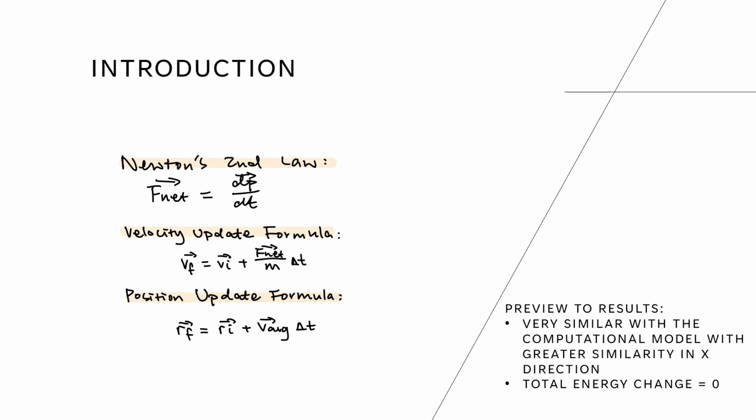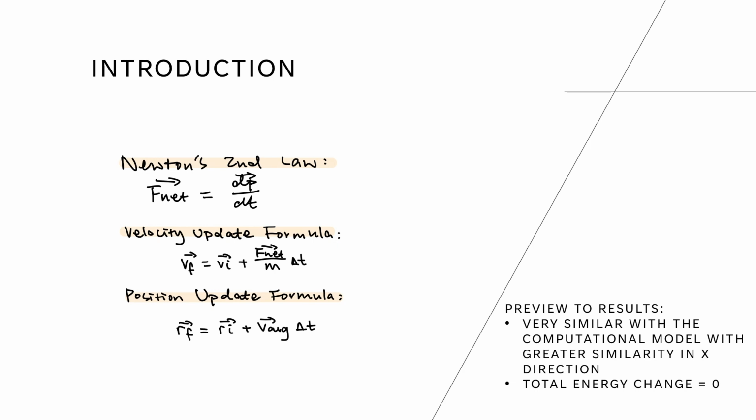These are some important physical principles in this lab. Firstly, Newton's second law, and specifically, we'll be using F net equals dp over dt. We'll also be using the velocity update formula and position update formula, where Vf is equal to Vi plus F net over mass times delta t, and Rf is equal to Ri plus average velocity times delta t.